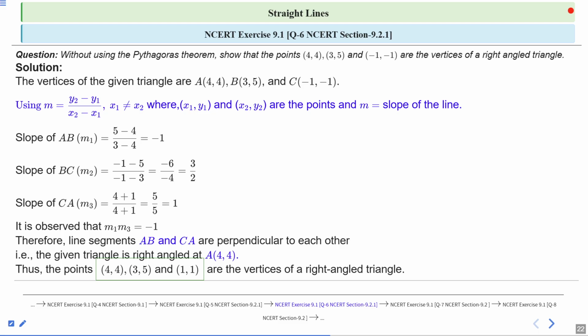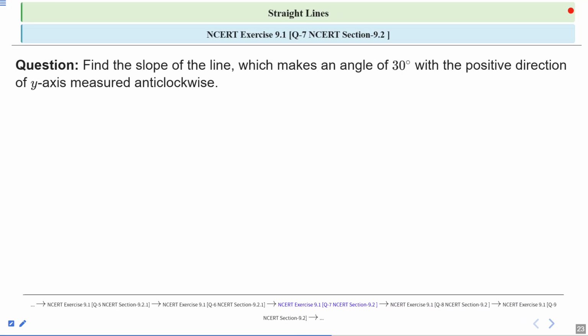Now let us move to the next question. Here we have to find the slope of the line which makes an angle of 30 degrees with the positive direction of the y-axis, measured anti-clockwise. So students, first of all, try it yourself and answer it. You have 40 seconds to solve this question and then we will provide the solution.